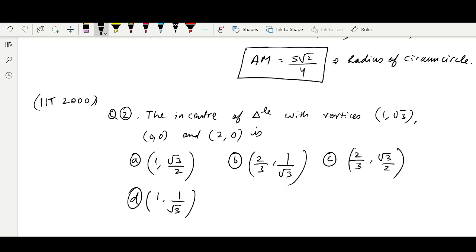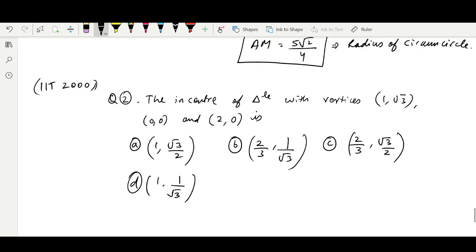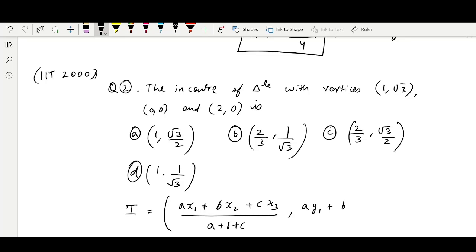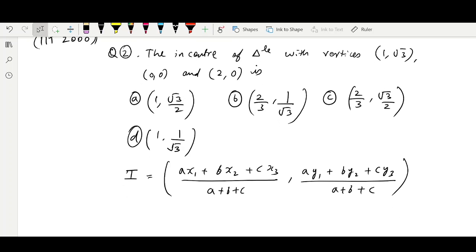Alright, so we know that the incentre of a triangle is given by the formula: incentre equals (ax1 plus bx2 plus cx3) divided by (a plus b plus c), comma (ay1 plus by2 plus cy3) divided by (a plus b plus c). Now we have the values of x1, x2, x3, y1, y2, y3, but we do not have the values of a, b, c, which represent the lengths of the sides. So let me draw a figure to represent this triangle here.